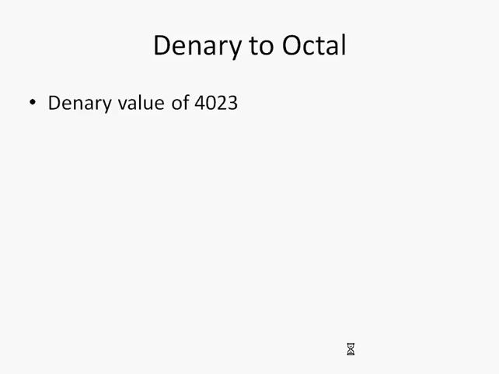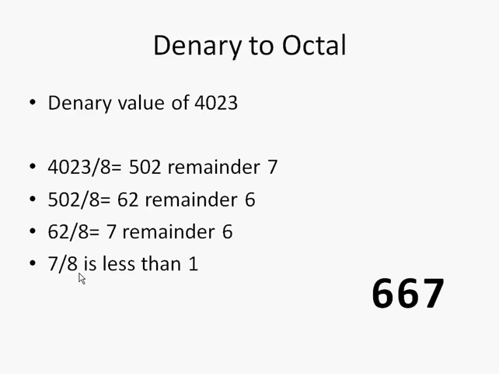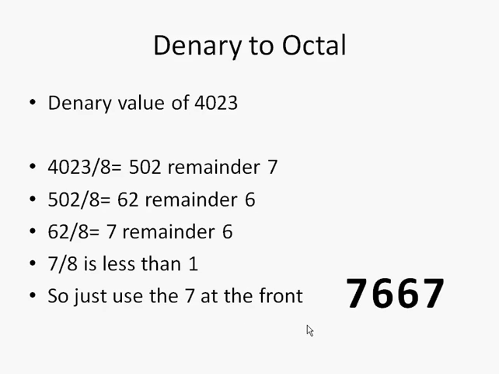Let's just try another. So say we took 4023, the decimal value, divide it by 8, we get 502, remainder 7. 502 divided by 8 is 62, remainder 6. 62 divided by 8 is 7, remainder 6. And 7 divided by 8 is less than 1, so we use the 7 at the front to get 7667. Try these for yourself.